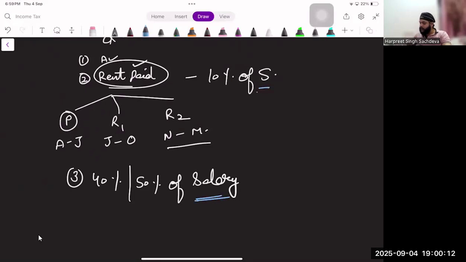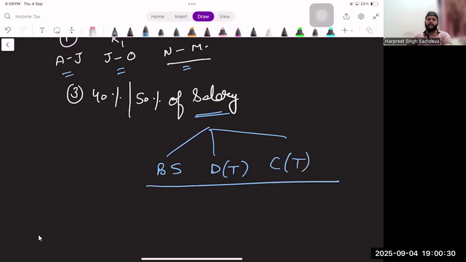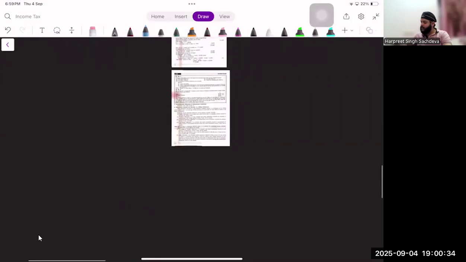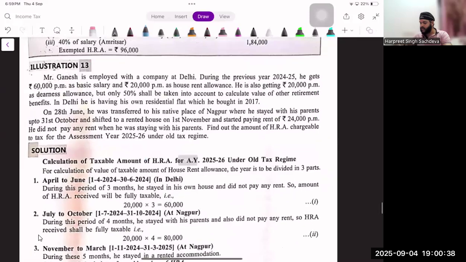If salary of various months is different, then again it has to be split into various parts of the year. Now salary again depends upon basic salary, DA in terms, commission on turnover. If any of these changes, salary will change. Now, why we are discussing all this? We are discussing all of this for this question.